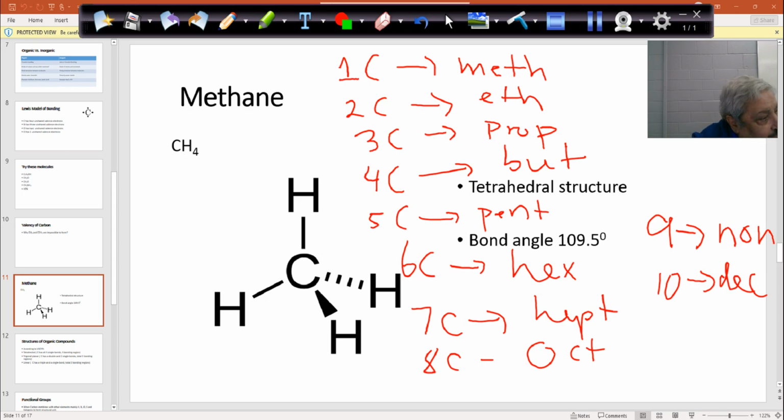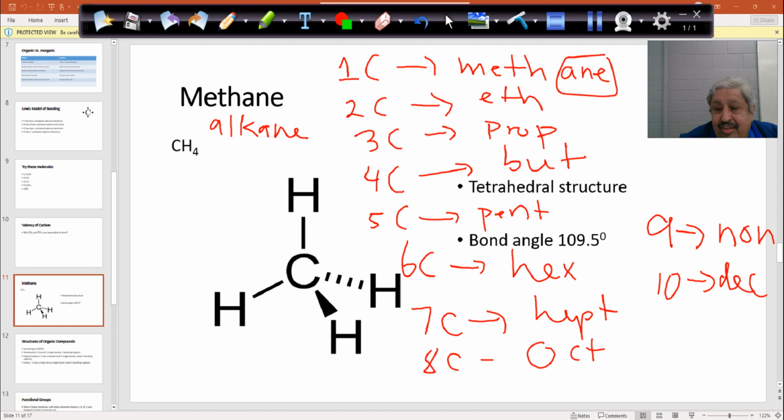And then you can add the ending of the backbone or skeleton of the molecule. So this is meth. Since it's an alkane, correct? So meth, and then we add to it ANE. That's methane. And methane has a tetrahedral structure. Methane has what? Tetrahedral structure.